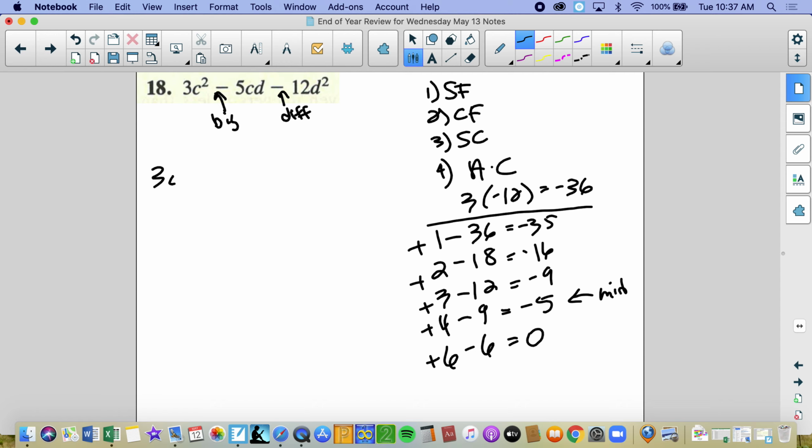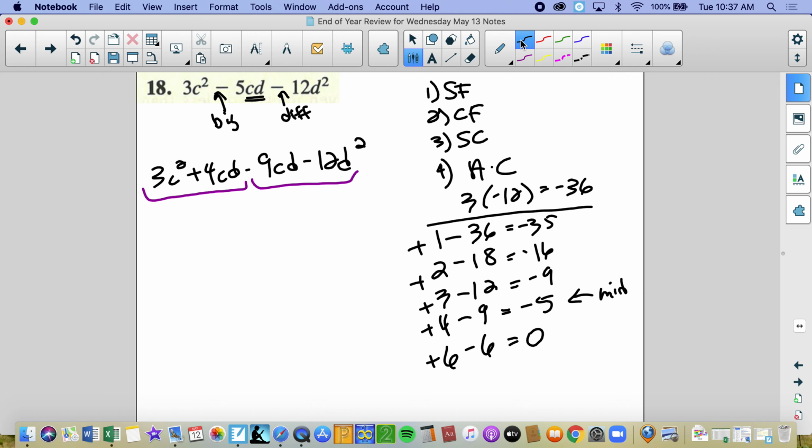So we get 3c squared plus 4cd. Remember, we're always going to use the same variable as our middle, minus 9cd. What's wrong with my writing? Minus 9cd minus 12d squared. Factor by grouping.